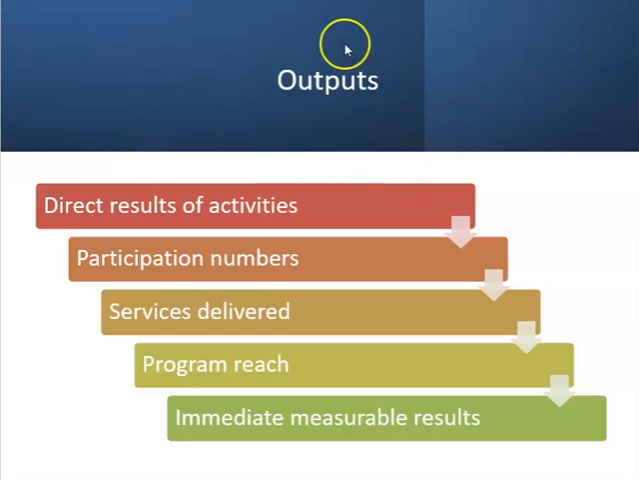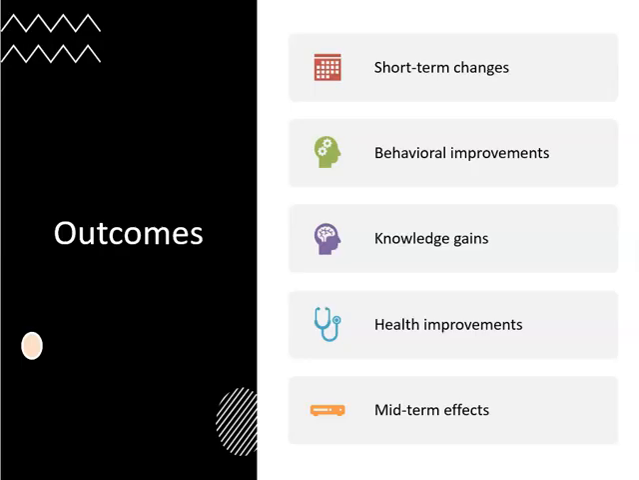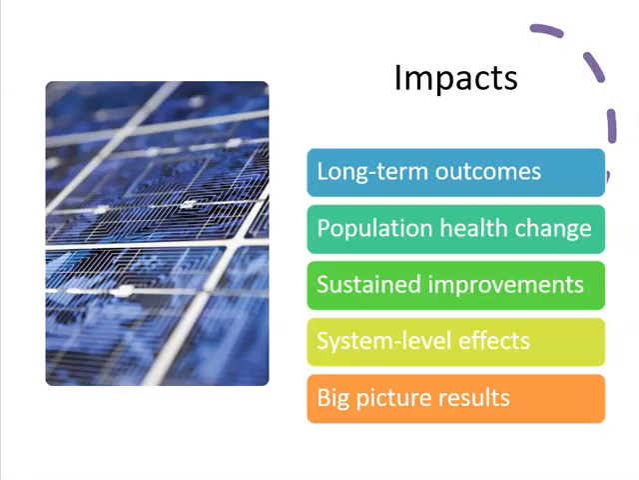Outputs are immediate results. Outcomes are changes that happen because of those results, okay? Outcomes are changes that result from your program. These are typically short-term or mid-term. Examples include improved knowledge, behavior changes, or better disease management. At a level 5, you are connecting your outputs to these outcomes clearly. You are showing cause and effect, not just listing ideas.